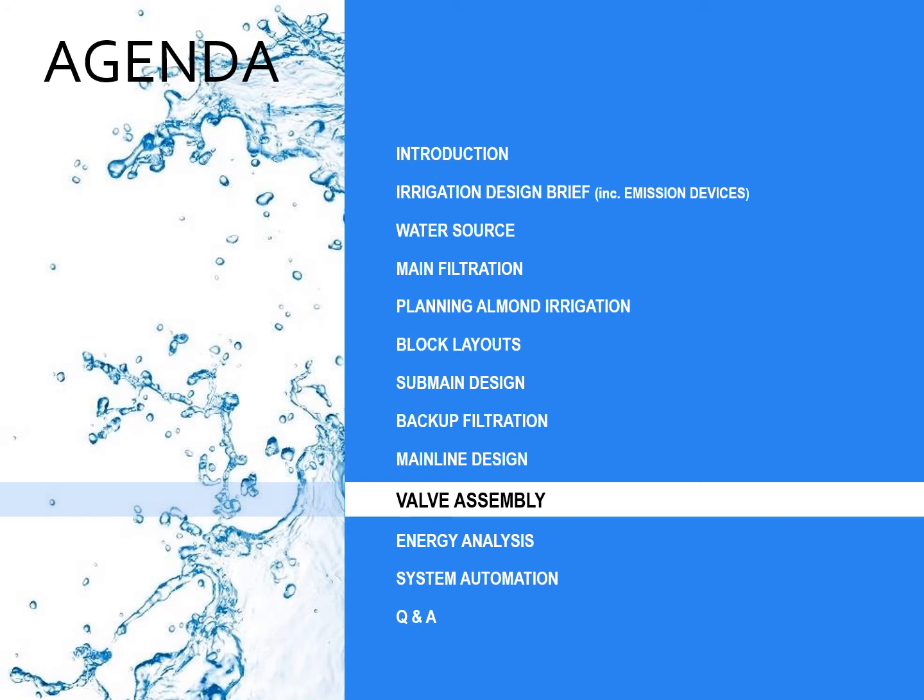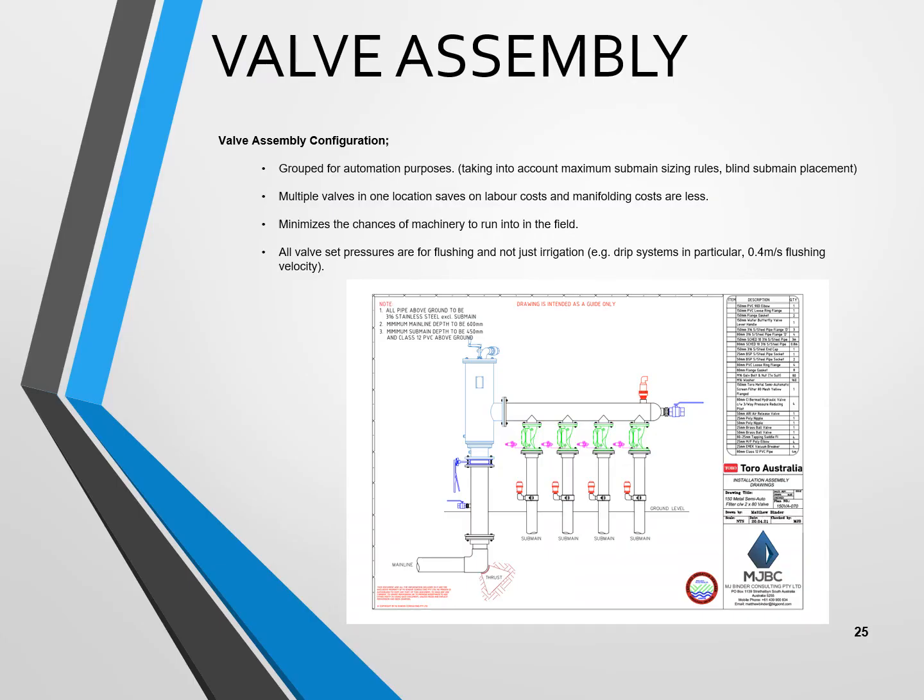Valve assembly. Typical valve assemblies on large irrigation systems are grouped for automation purposes while still taking into account our maximum submain sizing rules of thumb.